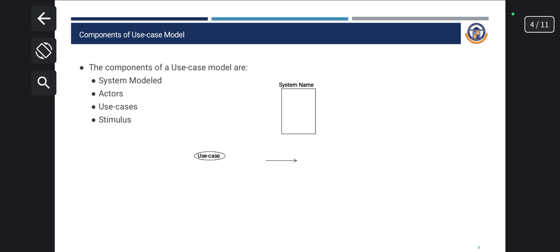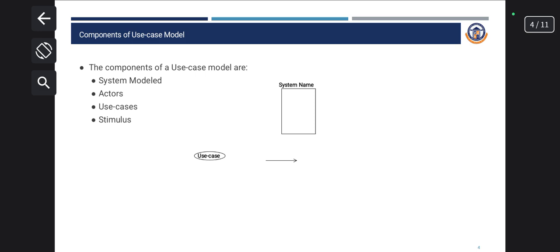These components work together to represent the complete functionality of the system. They show who can use the system, what operations can be performed, and how the system reacts. So they help us understand the system clearly before coding starts. They also help testers prepare test cases and developers plan modules. So this is the components and backbone of use case modeling.